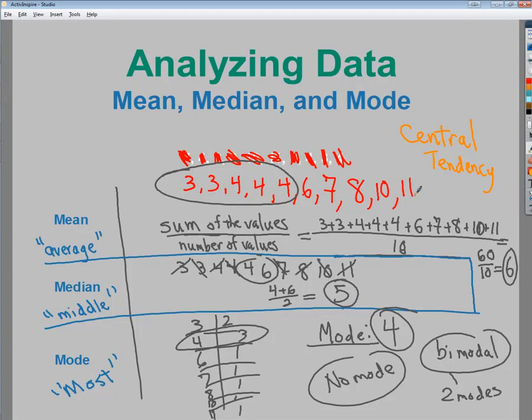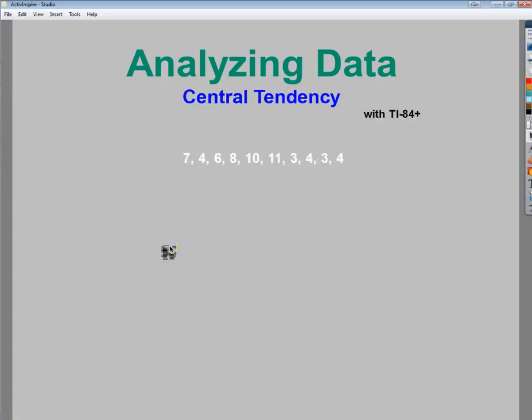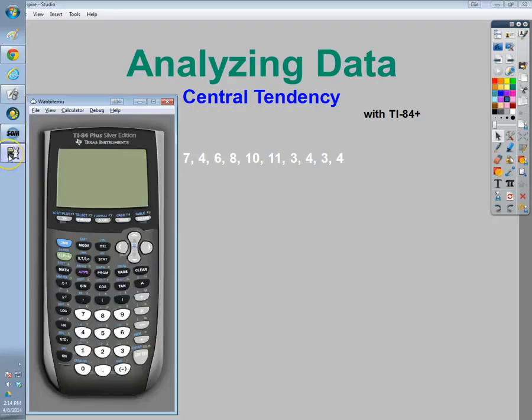Welcome. In this video, I'm going to be analyzing data, central tendency stuff, specifically mean, median, mode, using a TI-84+. So I have my data set there, the 7, 4, 6, 8 thing, and I'm going to go in and just make it happen.